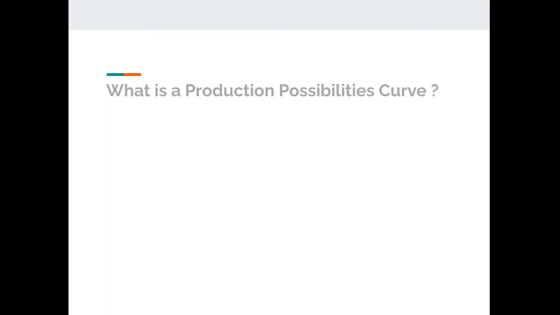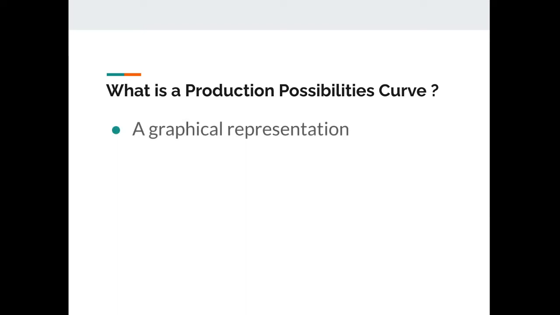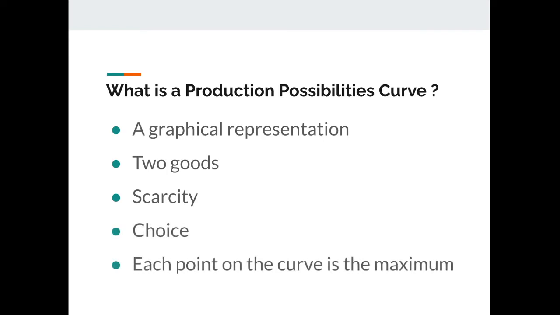We need to look at those because we're going to look at what's called a production possibility curve. Okay, the production possibility curve, we need to consider the 4 factors of production. Okay, what you need to know is a production possibility curve is a graphical representation of 2 goods. We're going to look at scarcity, choice, and that each point on the curve is the maximum we can accomplish. Now, any point on the curve is equal to any other point. It just depends on your choice, okay?